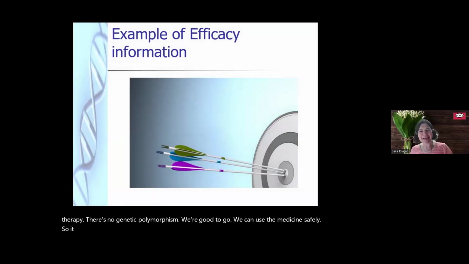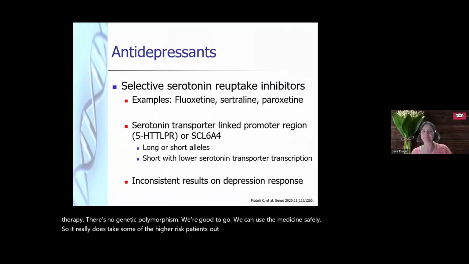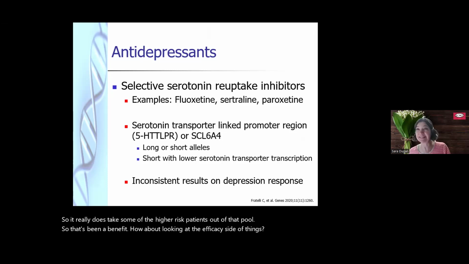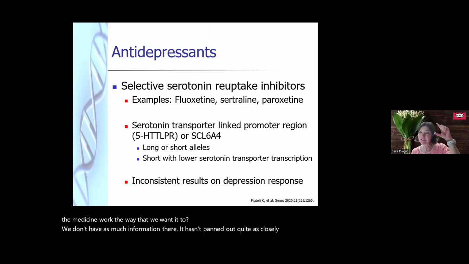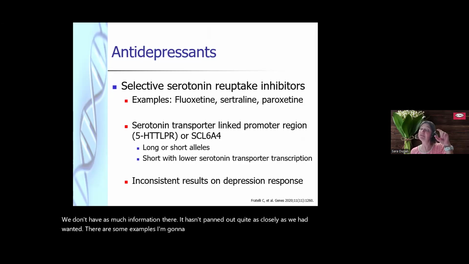How about looking at the efficacy side of things? How about making the medicine work the way that we want it to? We don't have as much information there. It hasn't panned out quite as closely as we had wanted. There are some examples. I'm going to pick on attention deficit hyperactivity disorder. So there are some genetic profiles where there's changes in some of the dopamine receptors that may impact how well a patient responds to treatment of ADHD.